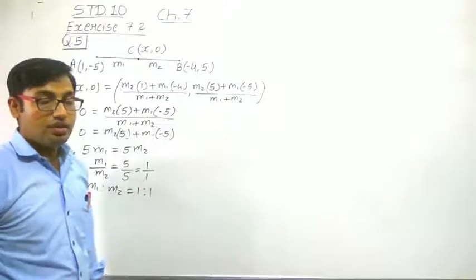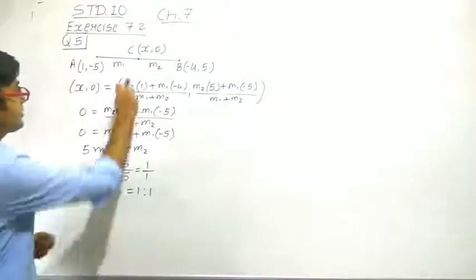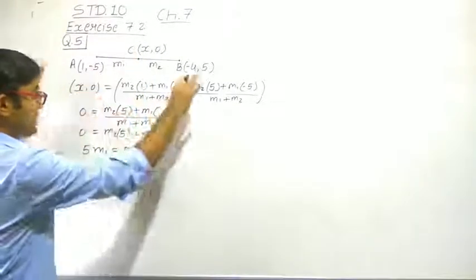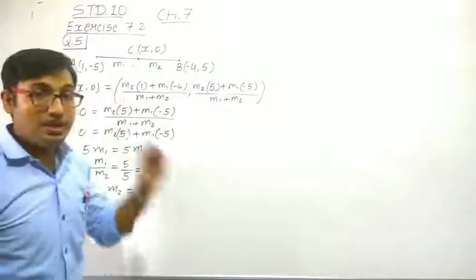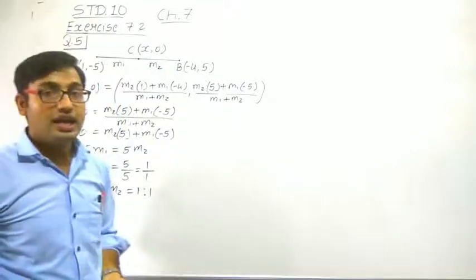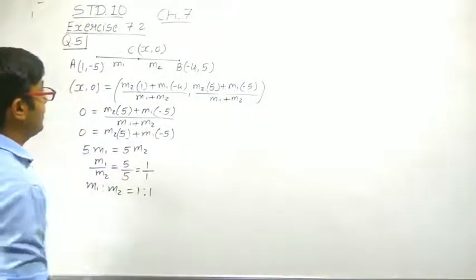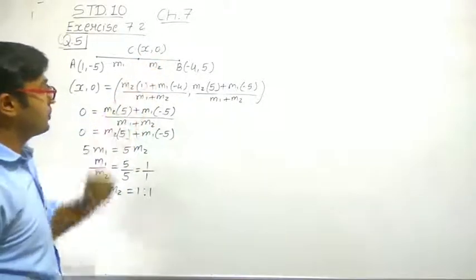What is the meaning of the ratio 1 is to 1? That means this point C that lies on the x-axis divides the line segment AB into two equal parts. We can say that this point is the midpoint of line segment AB. Right? So now we have to find the x coordinate, because the y coordinate value is 0.